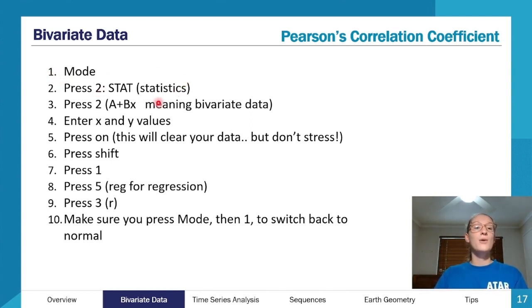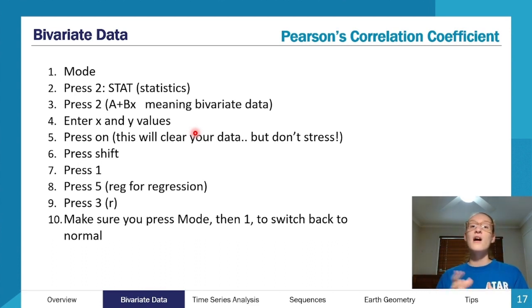And then it'll bring up some options, and you want to press 2, which will say stat, short for statistics. So this is to symbolize that you're putting your calculator into statistics mode. And then you'll press 2, which will say A plus BX, which is referring to bivariate data. You can see we've got our 2 variables there. And then it'll bring up a little table on your calculator screen. And then you enter your data values.